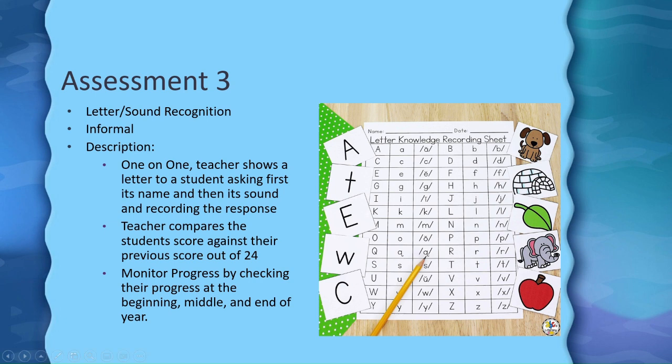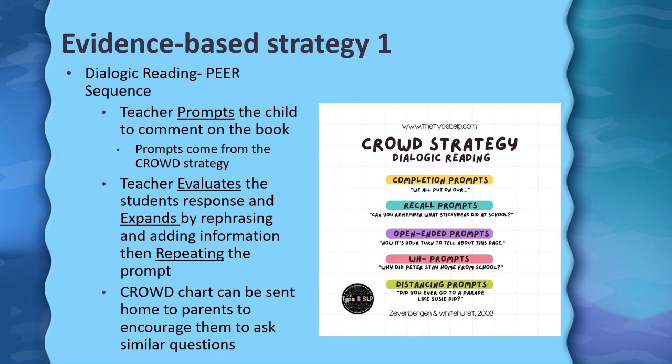And so you would obviously just compare it out of 24 for knowing each of the letter sounds, and you could check progress with this in the beginning, middle, and end of year, or just whenever you feel that you want to check on how a student is doing. That's the benefit of informal assessments. They can be used a little more flexibly.